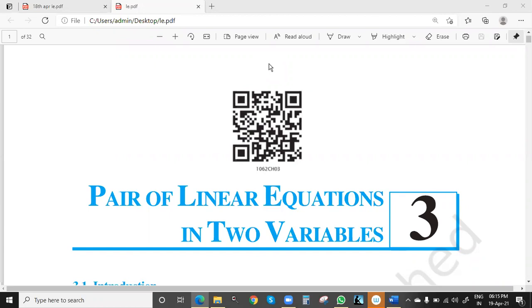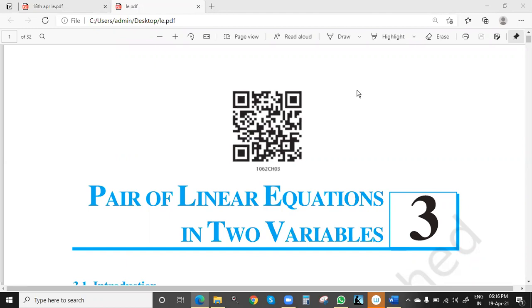So let's start. We have completed the chapter on polynomials. Now we'll do the chapter Pair of Linear Equations in Two Variables from this NCERT book before the first chapter. Then we'll come back to our first chapter, real numbers, because polynomials is more related to pair of linear equations in two variables. Fine.